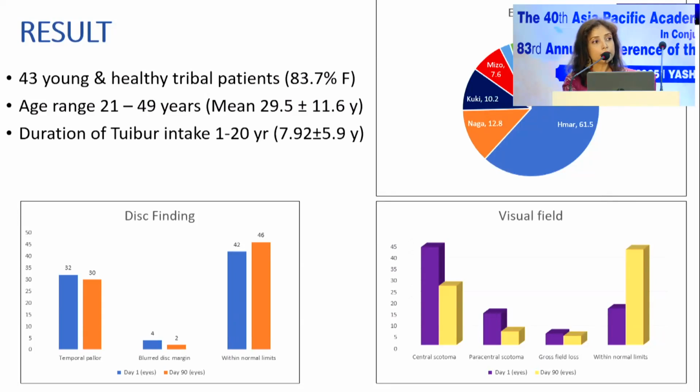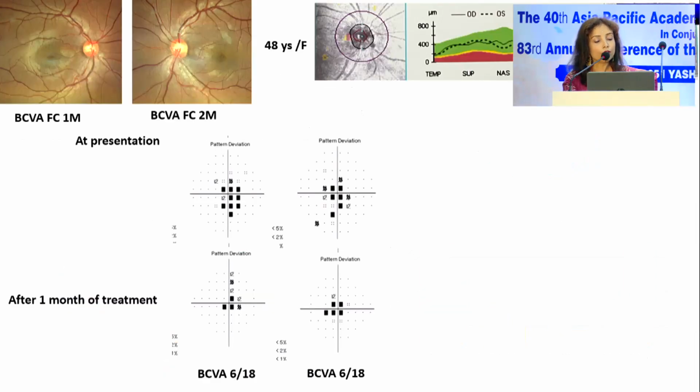The ethnicity showed 61% of them were Mar. Another 30% belonged to Naga, Kuki, and Mizo community. These are some of the cases. The first case here has a normal looking fundus and normal OCT RNFL, but in the 30-2 you will find central scotoma, the first figure at presentation, and then after 1 month of treatment, central scotoma comes down.